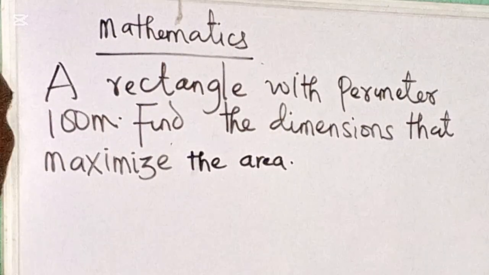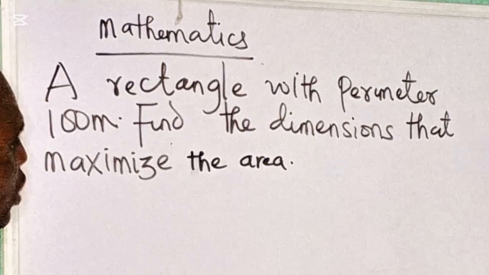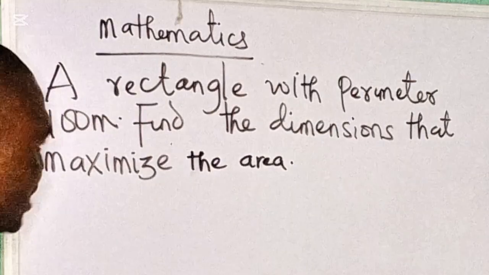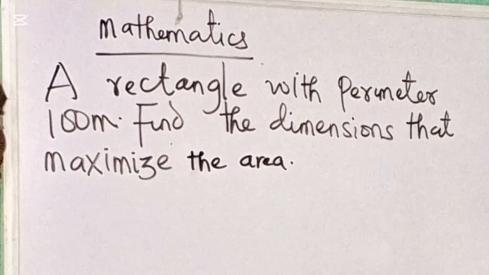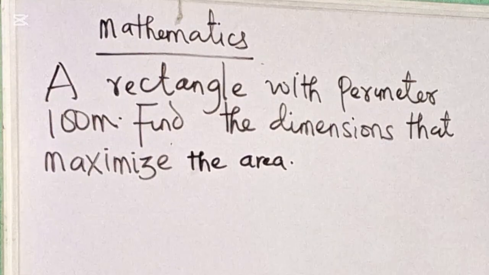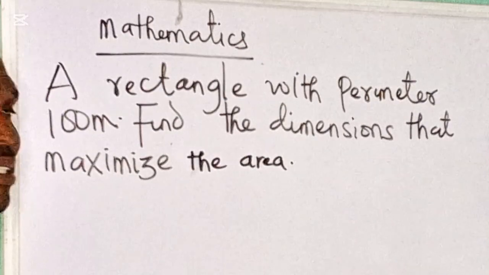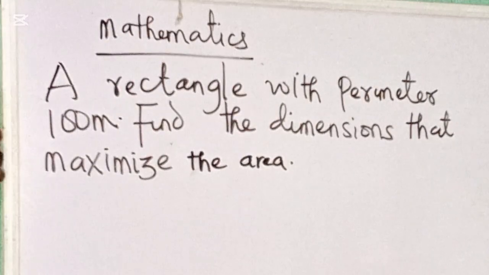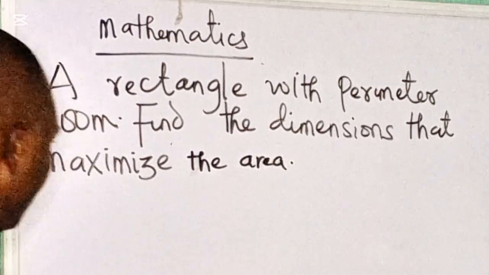Today we shall be looking at mathematics. Now we have a question on the board. It reads, a rectangle with perimeter 100 meters. Find the dimensions that maximize the area. Now, how do we solve this question? Let us go.